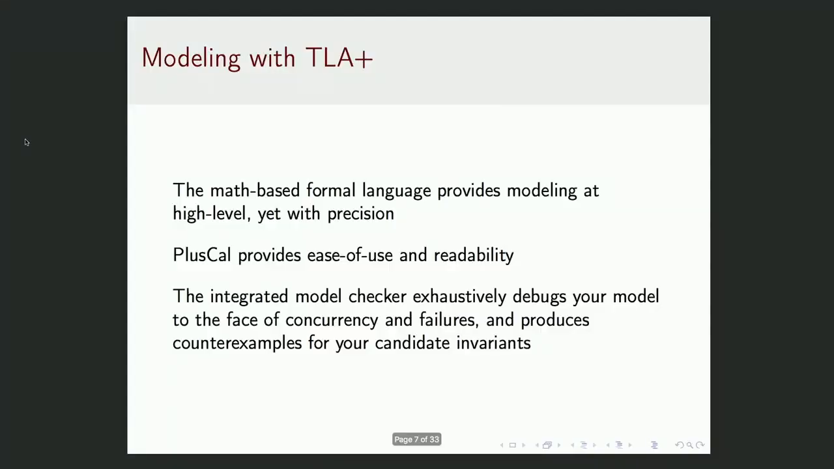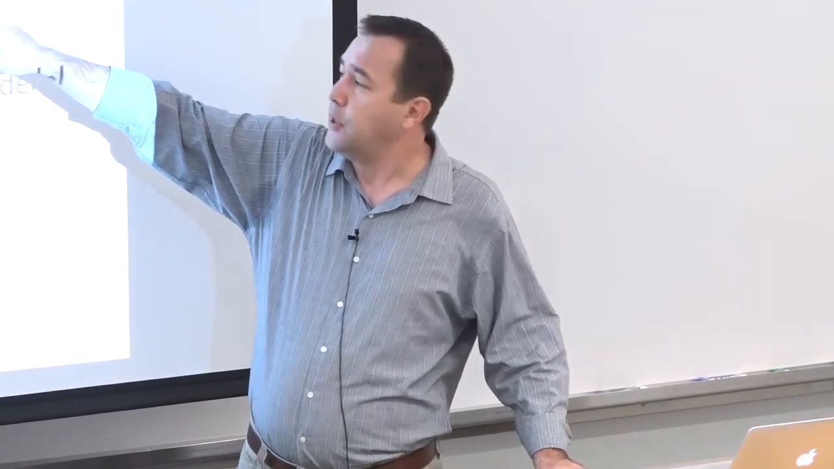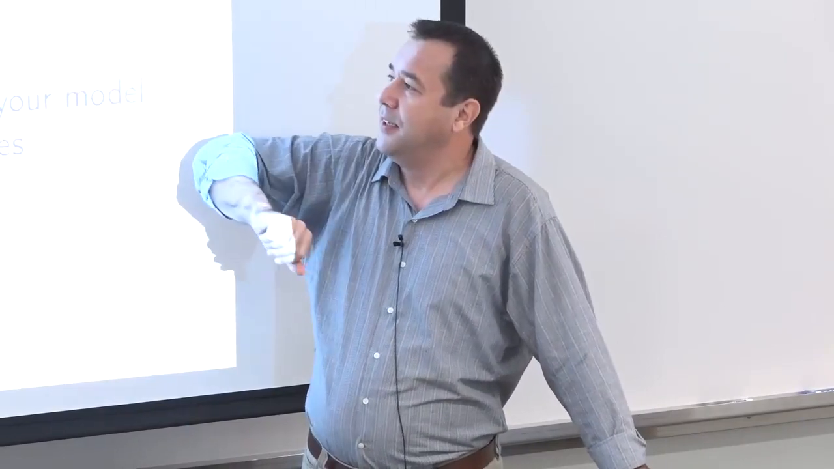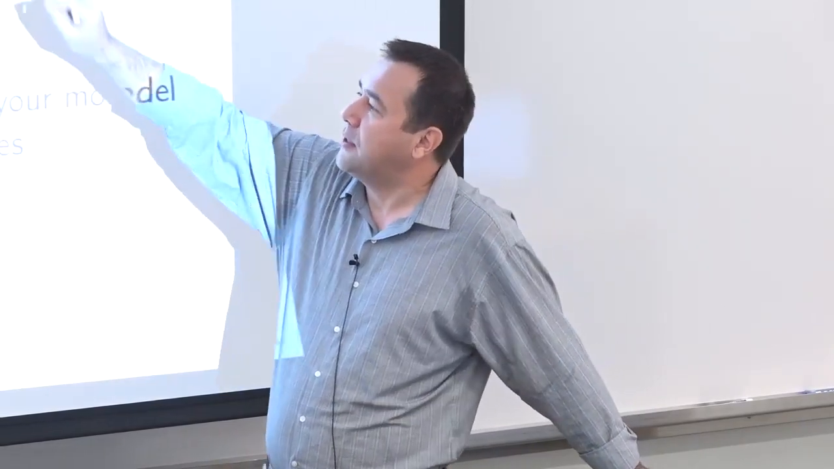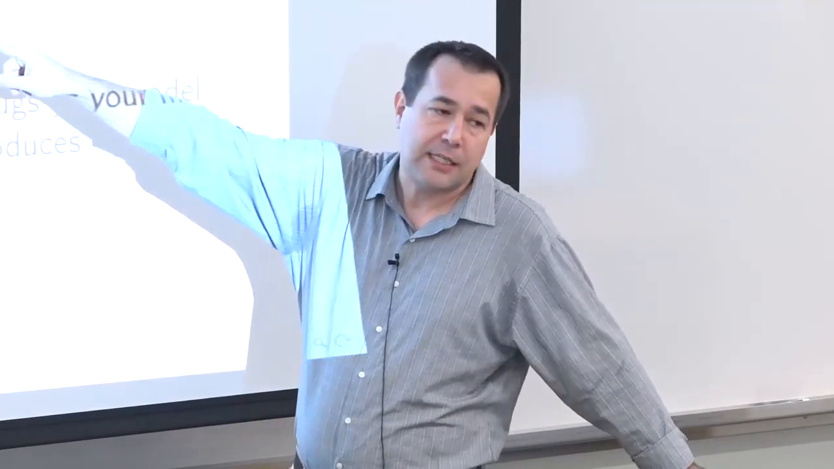So the math-based formal language enables you to model at a high level, but with precision. Modeling at a high level means at an abstraction level where you talk about what and not necessarily how it is implemented. This requires some getting used to. This is abstraction-based thinking, maybe more declarative thinking than operational thinking. But math enables you to specify the behaviors at the what level precisely.